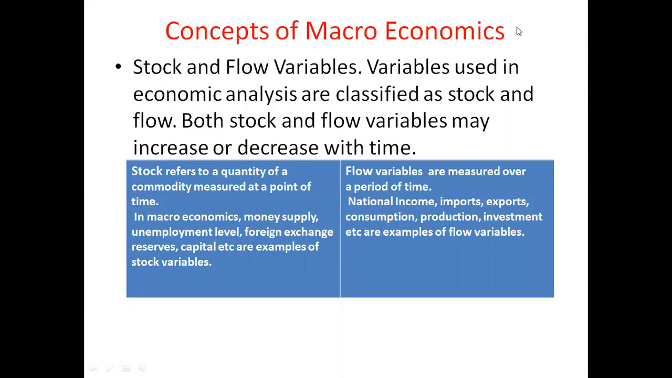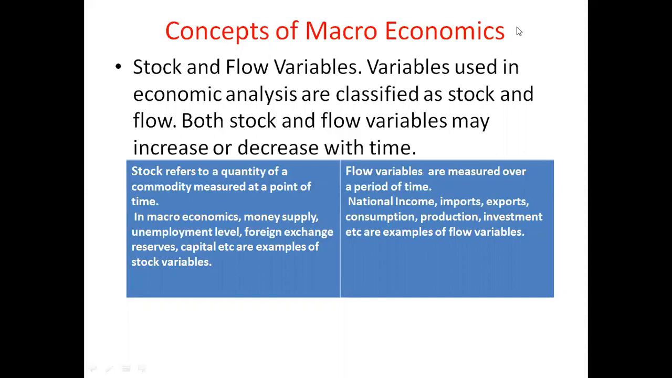For example, stock means the variables at a particular point of time, that is stock. Flow means the variables measured over a period of time. It's called flow variables. Static and dynamic, like that. Next, what does stock refer to? The stock variable refers to a quantity of a commodity measured at a point of time. Again, I repeat, the stock variable refers to a quantity of a commodity measured at a point of time.